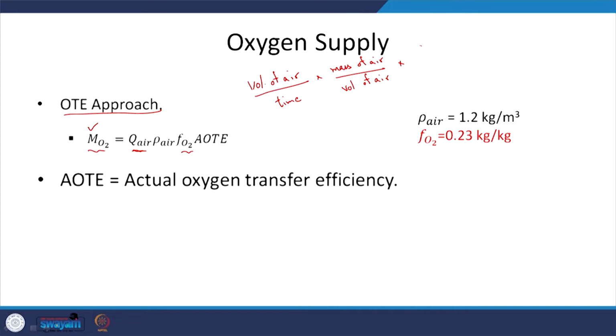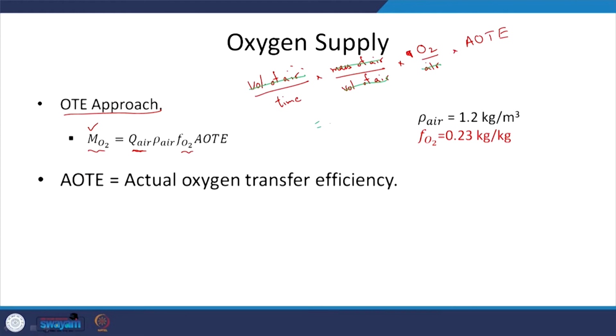So, the fraction of oxygen in air, that is, the mass of oxygen per mass of air, multiplied by the efficiency, the actual oxygen transfer efficiency. How efficient is it being transferred? So, what do we get? The volume of air, let me use a different colored pen, cancels out, and the mass of air cancels out.